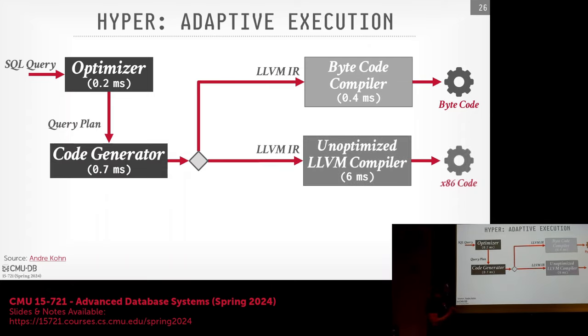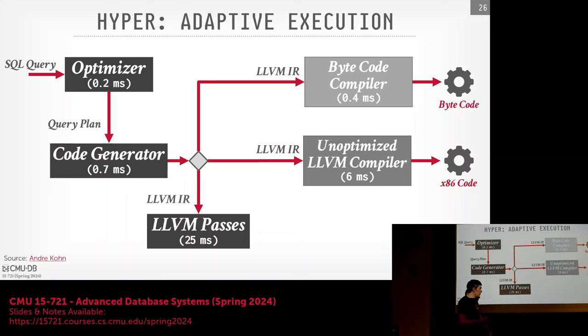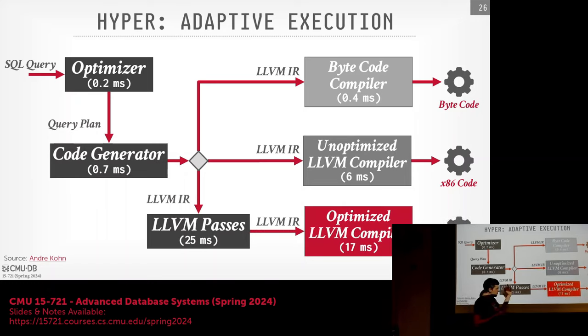Then in the background, they also take this LLVM IR and run the regular LLVM compiler. Think of it as running O0, and that generates some x86 code. When that's available, we can slide it in. The bytecode compiler up there takes 0.4 milliseconds. Say this one takes 6 milliseconds. If the query's still running after 6 milliseconds, you can slide that in. And if it's taking much longer, you can kick off the more expensive compilation steps, like running O2, which takes 25 milliseconds, with additional optimizations, and then you have more optimized executable code.